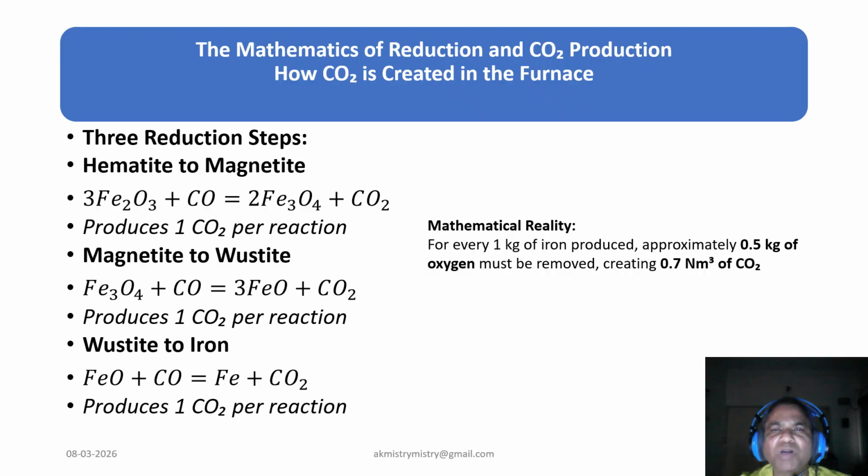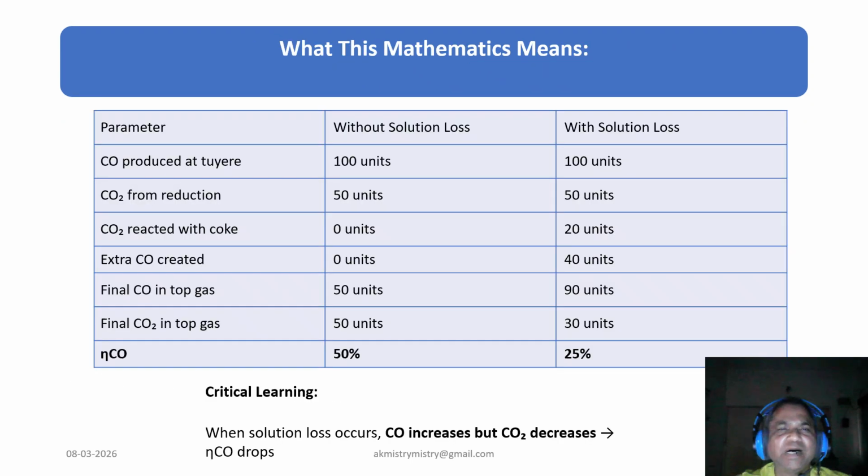This is the fundamental link between your production rate and your gas composition. When you see CO2 in top gas, you will literally see the footprint of the reduction work your furnace has just accomplished. So this is where our maths gets really interesting and operationally critical.